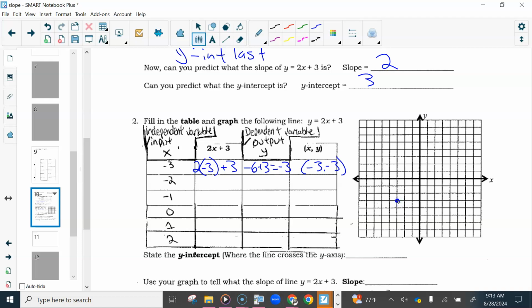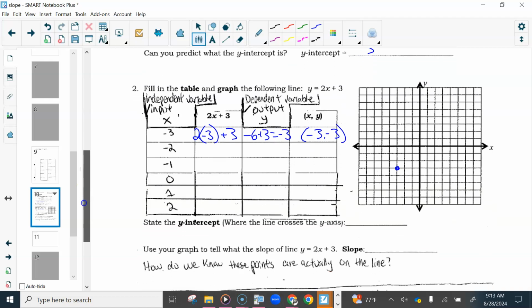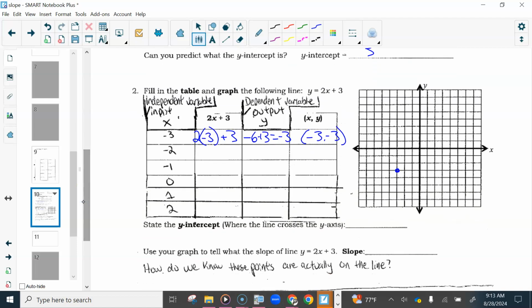So if you feel like you got it and want to keep going, go ahead. I'm going to keep filling out the table. I'm going to go column by column. So I'm going to fill this out, just changing what's inside the parentheses to whatever the input is. So 2 times negative 2 plus 3, 2 times negative 1 plus 3, 2 times 0 plus 3, 2 times 1 plus 3, and then 2 times 2 plus 3.